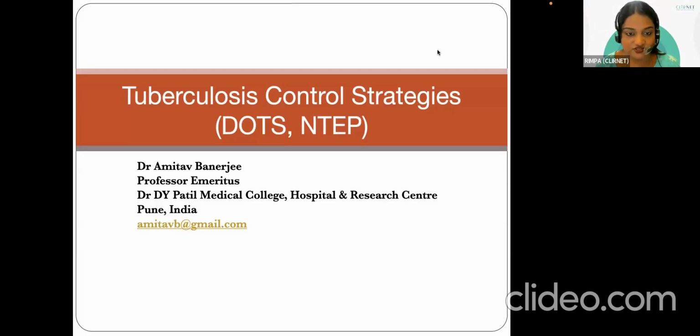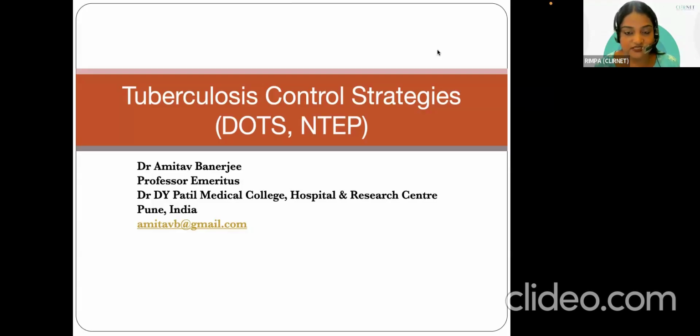Dr. Amitav Banerjee is a renowned epidemiologist and public health expert, currently serving as Professor Emeritus in the Department of Community Medicine at Dr. D.Y. Patil College, Pune, India. Thus, we are honored to have such a renowned expert with us today to share his insight on the topic tuberculosis control strategies, example, DOTS and NTEP.